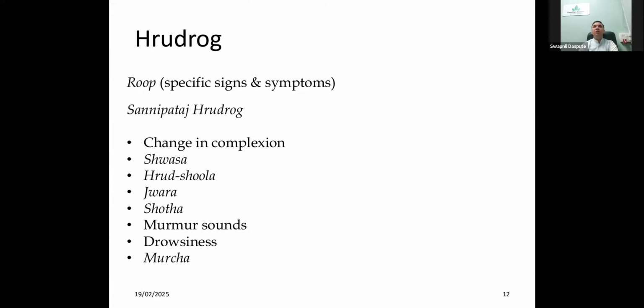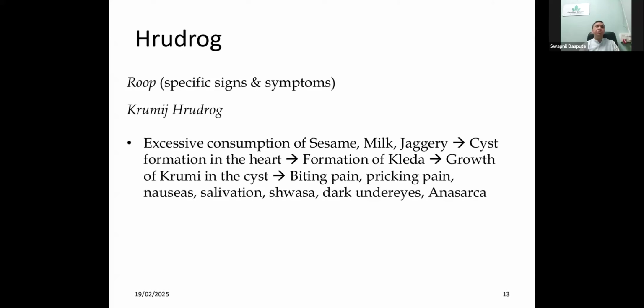So here, what we understand as practitioners is that it is not a single dosha vitiated Hridroga or a single dosha dominant Hridroga. It is more of a Sannipataja Hridroga, and we have to treat according to the signs and symptoms which the patient shows. All right, that is Sannipataja Hridroga.